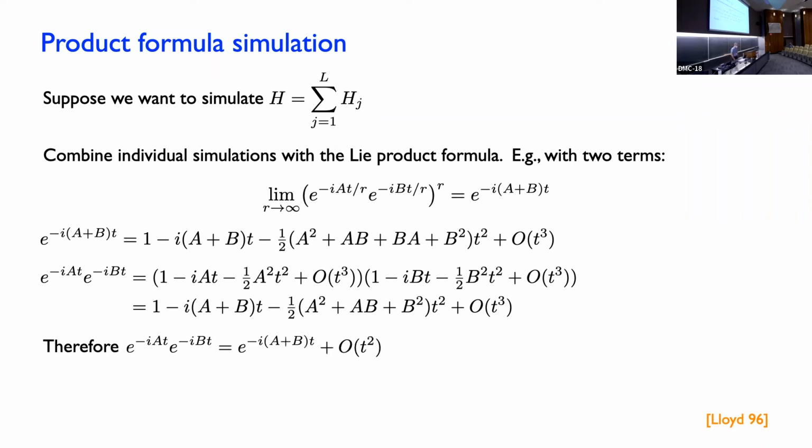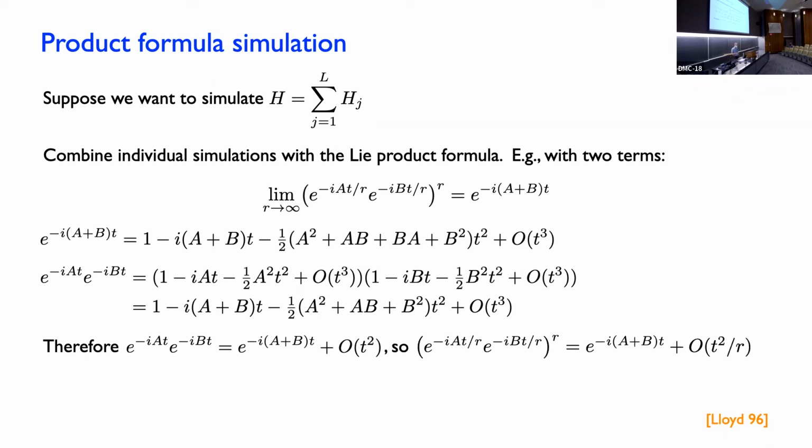Okay, so what that tells us is that e to the minus iAt times e to the minus iBt is the same as e to the minus i(A plus B)t up to terms of order t squared. And so now what I can do if I want to get an accurate simulation is do what's written on the left-hand side of this Lie product formula for some large value of r, right?